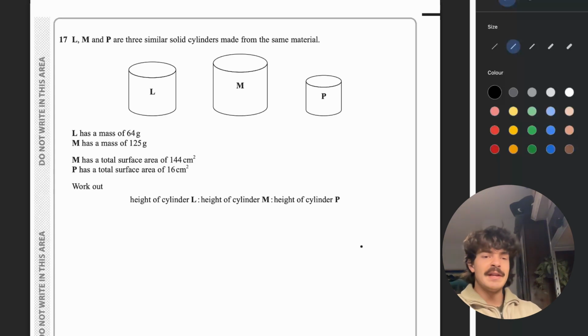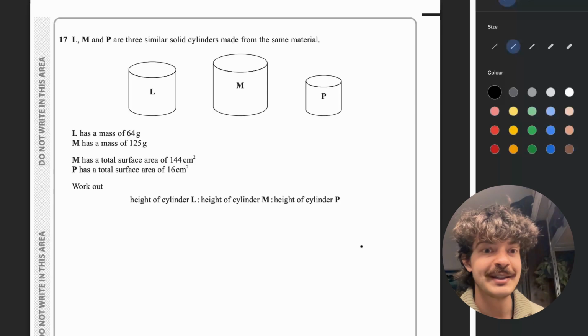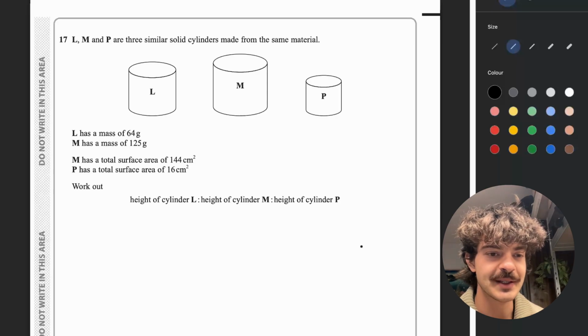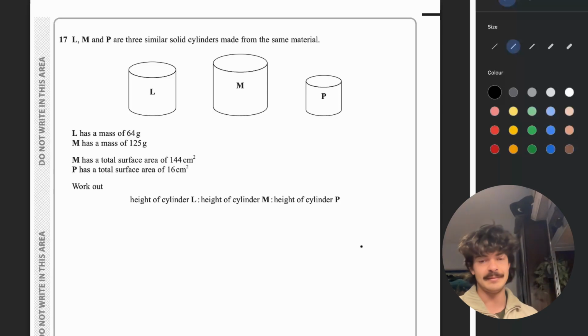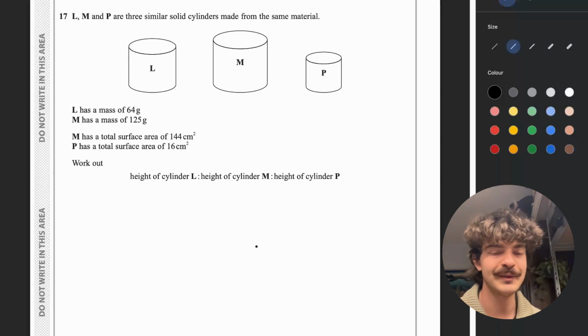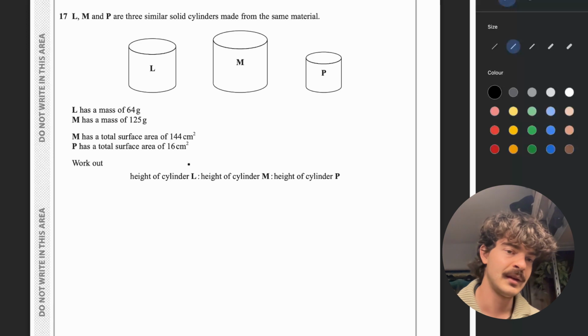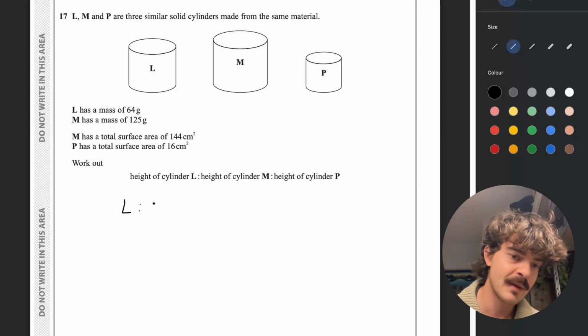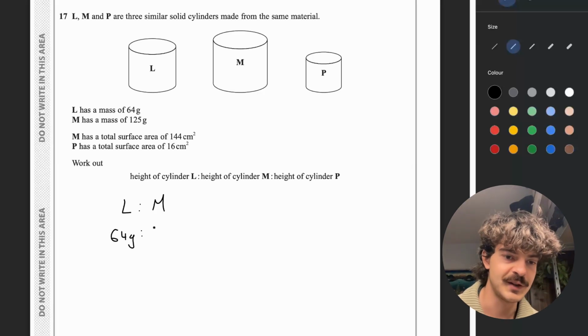On to question 17. L, M, and P are three similar solid shapes made from the same material. L has a mass of 64 grams and M has a mass of 125 grams. M has a total surface area of 144 and P has a total surface area of 16. Cool. So let's try and compare these values and see what we can do. So L to M have masses of 64 grams to 125 grams.